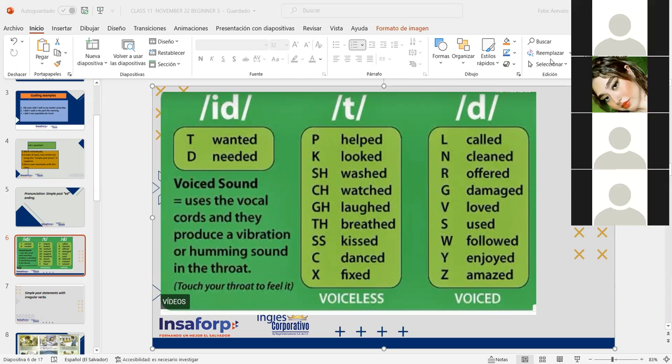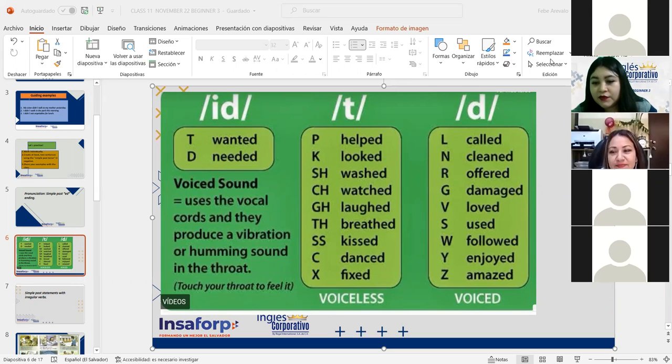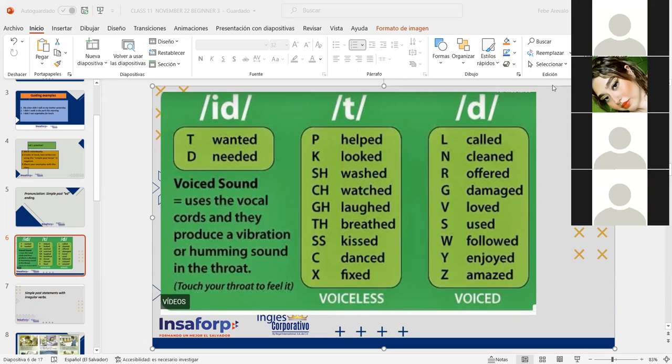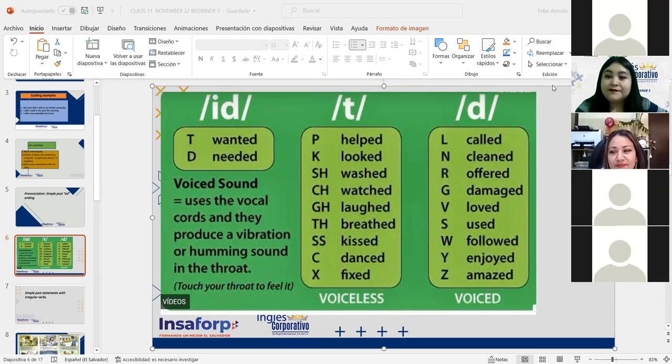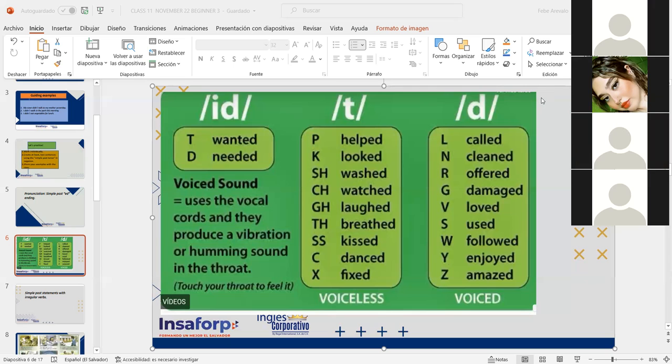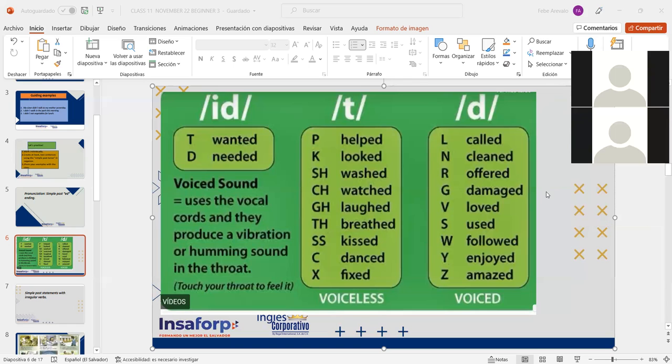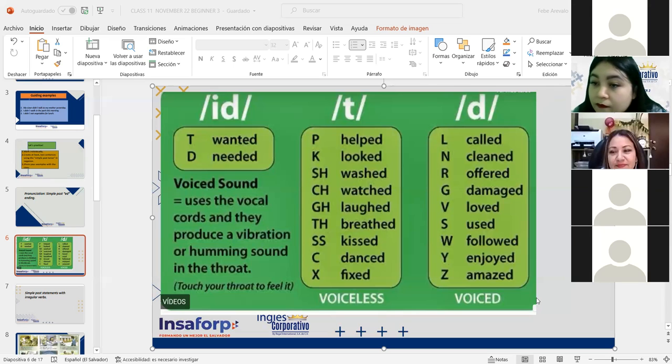Let's go with... Buscando a Natalia, pero no la veo. Okay, let's go with Maria Sigüenza. Let's see, Mary. Help. Look. Watch. Loved. Breathe. Dance. Kiss. Call.